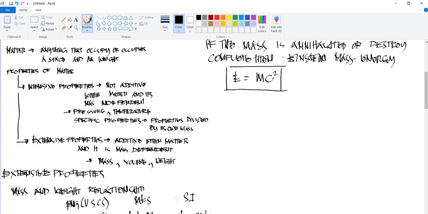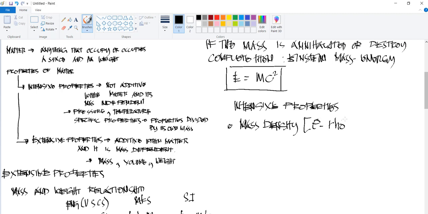So let's go to the intensive properties. Let's start with the mass density. Take note, this is a review. The symbol of this one is rho, and the definition is mass per unit volume.